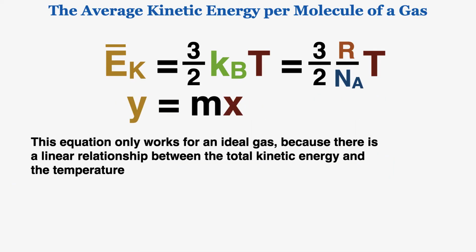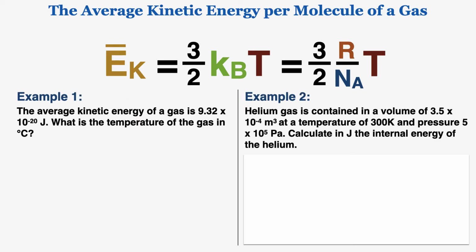This equation only works for an ideal gas because, again, there is a linear relationship between the total kinetic energy and the temperature. You can see, using y equals mx, that fits that same linear form. So this equation also only works when we're dealing with ideal gases. Using the equation on its own is pretty simple. I'll finish with 2 example problems.